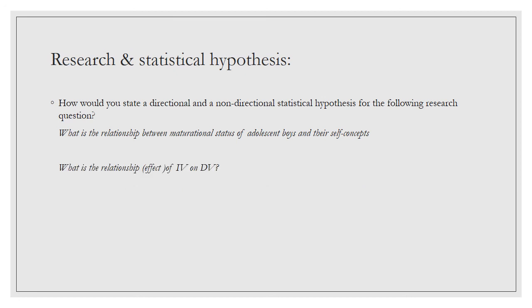With this example, as well as many of the others, there's a really simple structure I'm using to write some of these questions. That structure is simply: what is the relationship, or effect, of the independent variable on the dependent variable? Kind of as a rubric, as you're just getting started and looking to write questions about relationships, this is a structure one could use. You can be much more creative, but that's what I'm using in this case. What is the relationship between the independent variable, the maturational status of adolescent boys, and the dependent variable, their self-concepts?